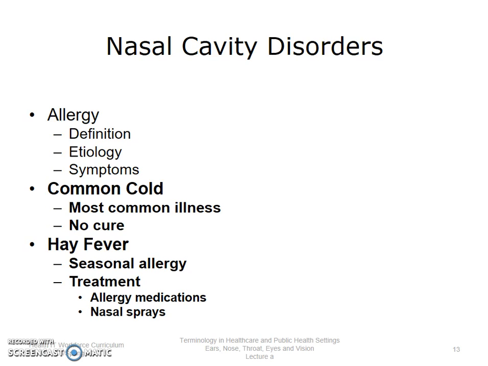Another common nasal cavity disorder is hay fever. Hay fever is usually triggered by a change in season. It is related to the trees, weeds, and grasses releasing tiny pollen grains into the air. Symptoms include sneezing, coughing, postnasal drip, itching eyes, nose, and throat, and dark circles under the eyes. Taking allergy medicines and using nasal sprays can relieve the symptoms of hay fever.